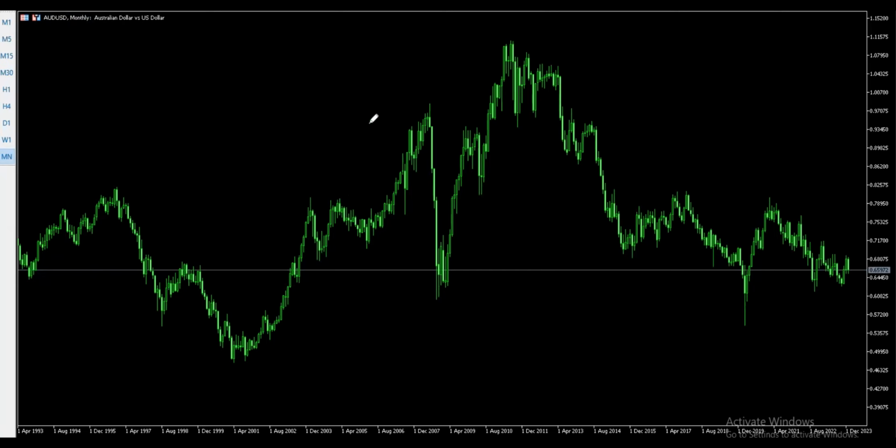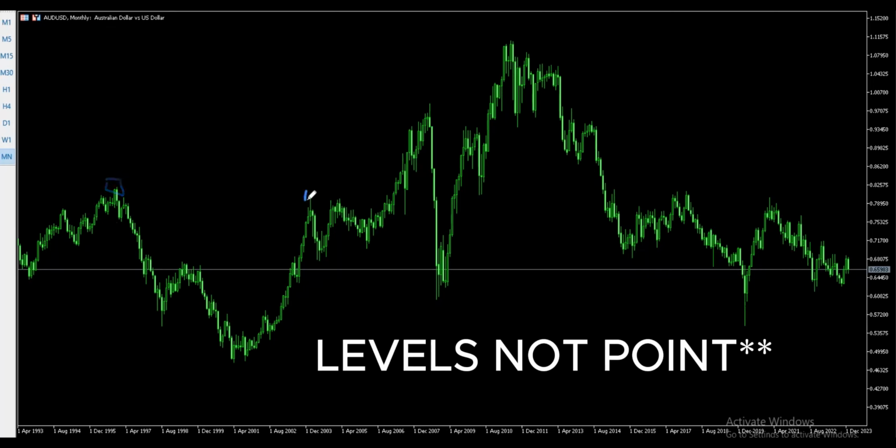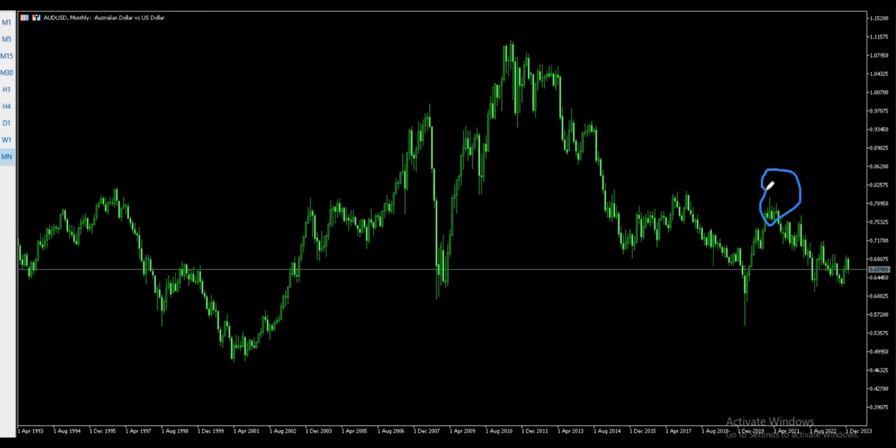So what is the first approach for the top-down analysis? We first of all go to the monthly time frame and mark the major key zone, major key level. That's what it said. What are the major key levels? Major key levels are those points that the chart tends to bounce from. Once it reaches those points, it reacts, it bounces from those points.